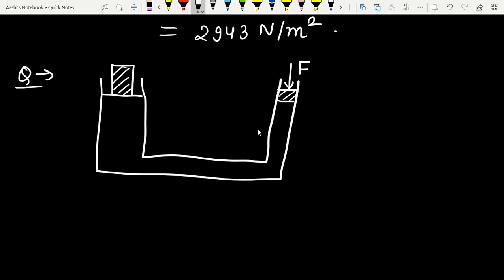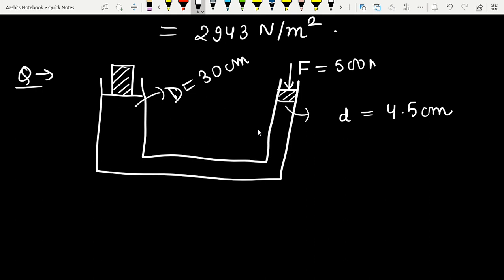So here it is cylindrical basically. The diameter of the plunger is 4.5 centimeter, and this portion is nothing but the ram. Here the diameter capital D is 30 centimeter, and a force of 500 Newton is applied. The question is asking how much weight we can lift here. What is the W value? How much weight can I lift by applying a force of 500 Newton in this arrangement, and the fluid with which it is filled.